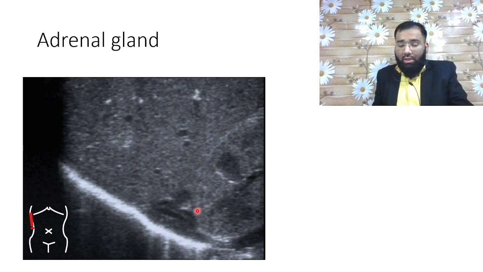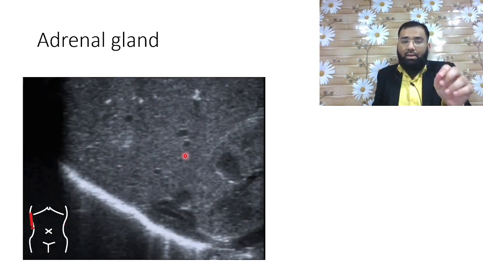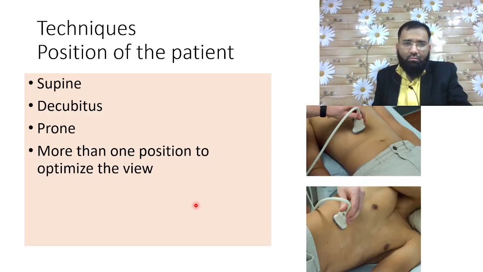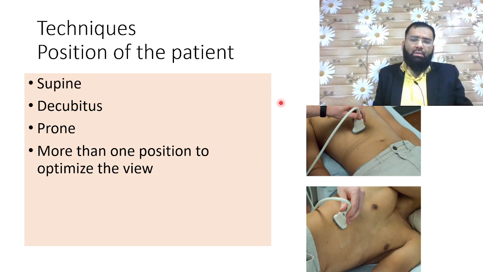So in routine scans of an adult patient, you won't be able to see the adrenal gland. They are usually not seen. But in neonates, we can see adrenal glands. Now we'll discuss the technique and position. We'll discuss the various techniques of ultrasound, and at the same time, I'll also tell you about the positions.